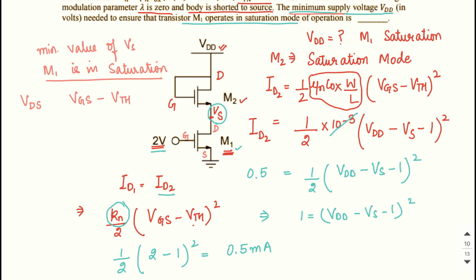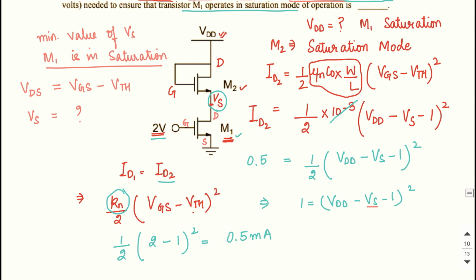So hence, we will consider it this way. Now VDS is actually equal to Vs, that we are trying to find out, the unknown. And VGS for this is given to us, that is 2, and VTH is also known to us, that is 1. So hence we have Vs value equal to 1 volt. This is the minimum requirement to keep M1 in saturation. Hence in this equation, we will substitute the value of Vs to be 1. So this will become VDD minus 2 whole square.